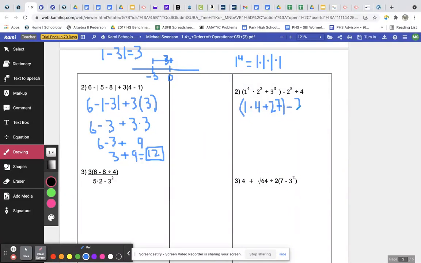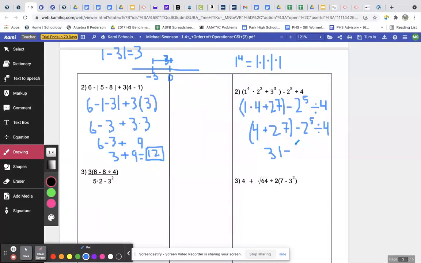Minus 2 to the 5th divided by 4. So let's do that parentheses and finish that off. 1 times 4 is 4. And 4 plus 27 is going to be 31. We'll do that in just a moment. But before that, we'll write this out. Okay. 4 plus 27 is 31.